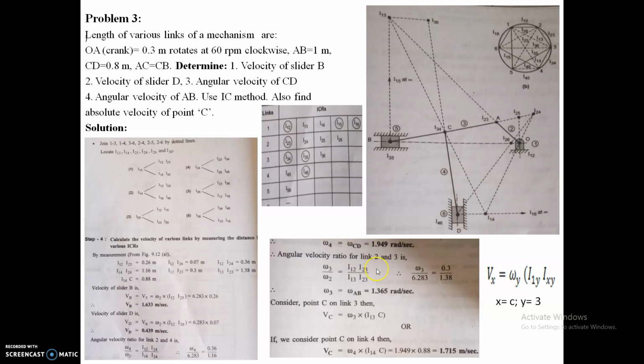So we have the angular velocity ratio theorem, and in that let us compare link number 2 and 3, where omega 2 you know and omega 3 is unknown, to be determined. Here I am assuming y is equal to 2 and x is equal to 3. That is, omega x upon omega y is equal to I1y Ixy divided by I1x Ixy. So by comparing link number 2 and 3, and accordingly putting x equal to 2 and y equal to 3, you will get this equation, and in that equation I12 is known.